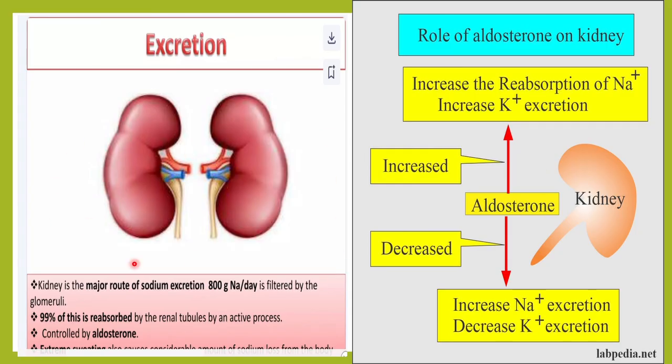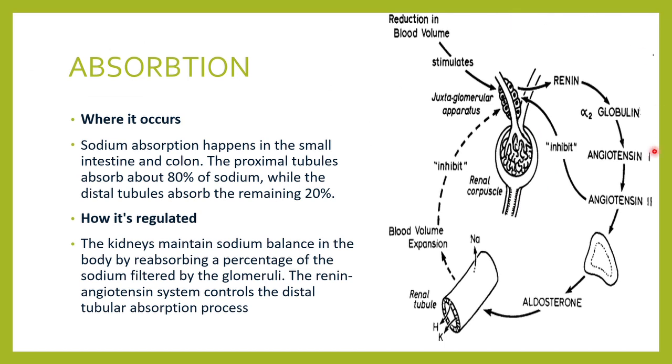The excretion of sodium is mainly the function of the kidney. Kidneys will absorb around 99% of this sodium, and if there is excess sodium, the kidneys will excrete it. This function is controlled by the hormone aldosterone. I have told you the absorption of sodium occurs in the small intestine and the colon, and the proximal tubules absorb 80% of the sodium, while the distal tubules absorb the remaining 20%.